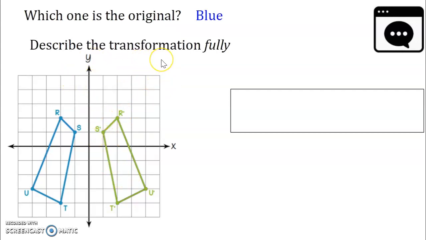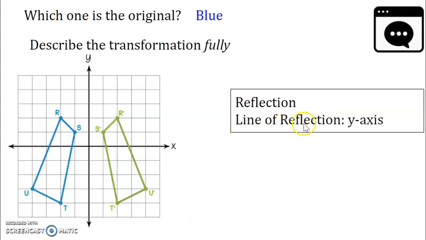And if I asked you to describe the transformation fully, you're going to tell me it's reflection, right? And when you're talking about reflection, you need to always give the line of reflection as well. So you need to describe the line of reflection is the y-axis, because the distance from the y-axis for each of the corresponding points is the same.